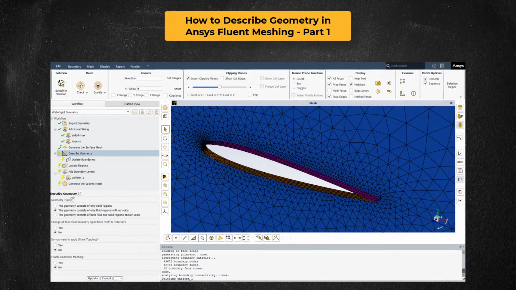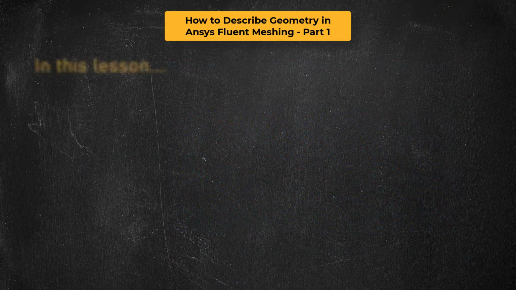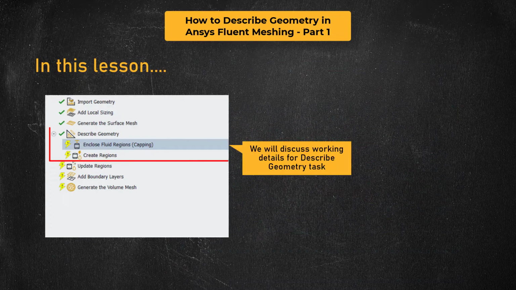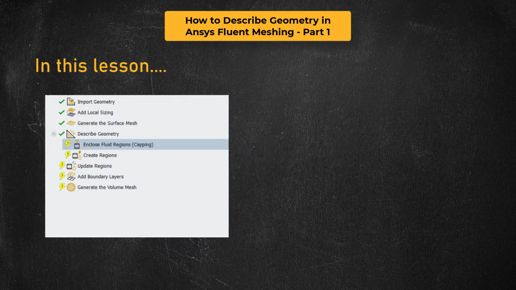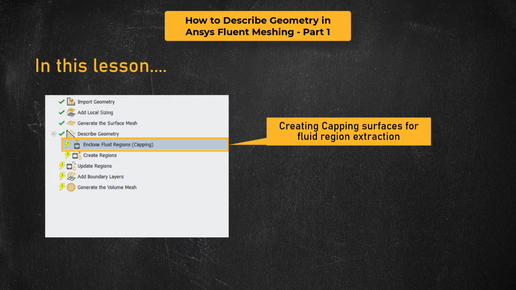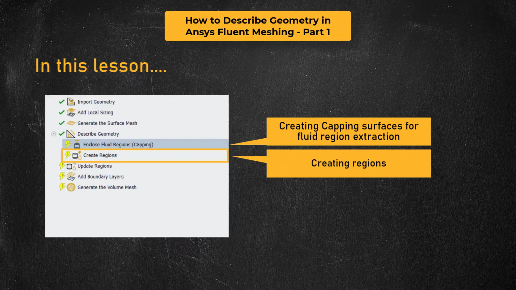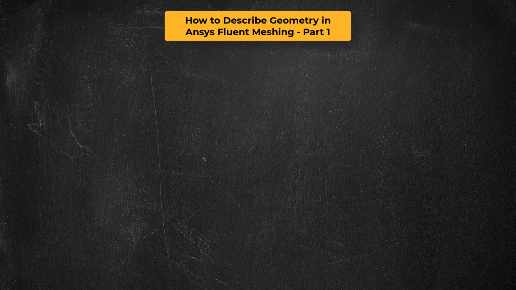the volume mesh. In this part 1 lesson, we will specifically discuss the working details of various inputs required in the Describe Geometry task. Then, we will learn how to create capping surfaces for fluid region extraction, followed by creating regions using the Create Regions task. Sounds interesting, right? Let's get started.